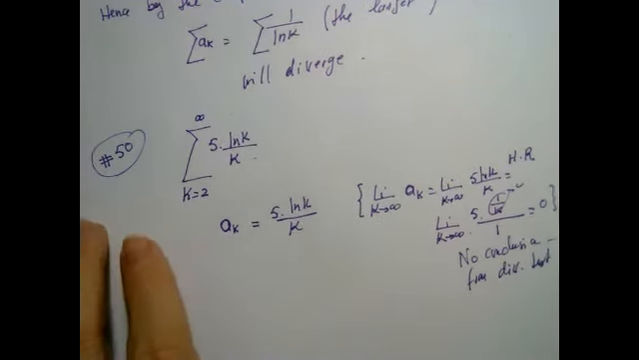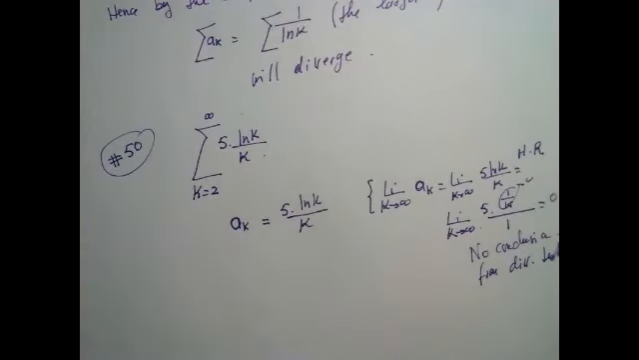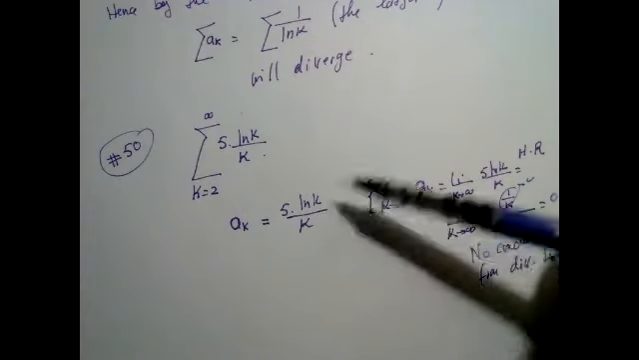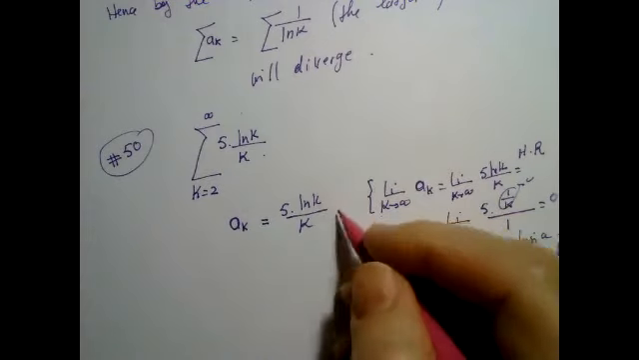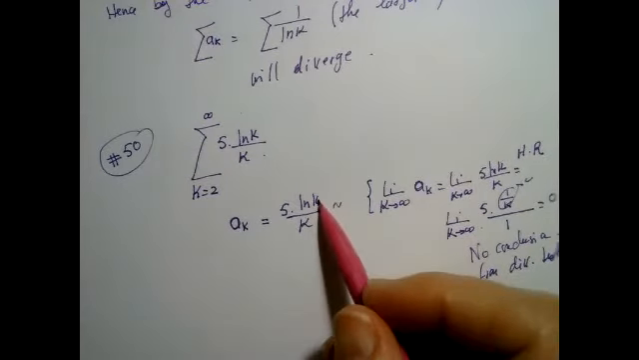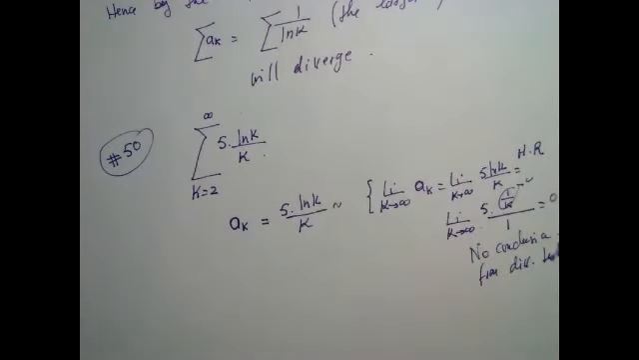Which test would you guys like to use to decide whether it converges or diverges? Maybe the integral test. Absolutely, the integral test. This is a scenario where the integral test is the way to go, because for comparison, limit comparison, I don't know what to compare it with. Because when k is large, ln of k is less than k. So nothing really I can do about it.